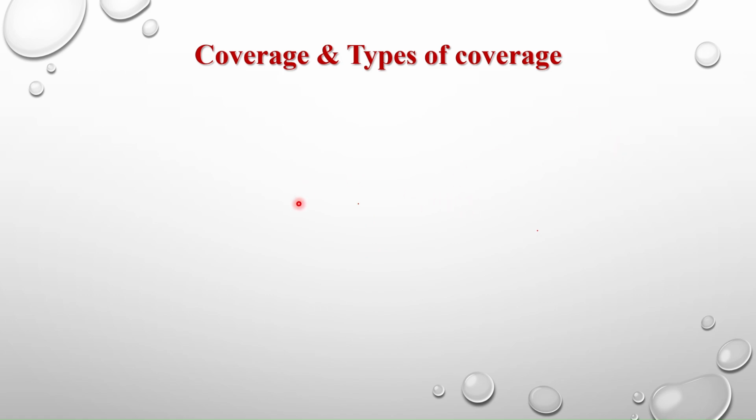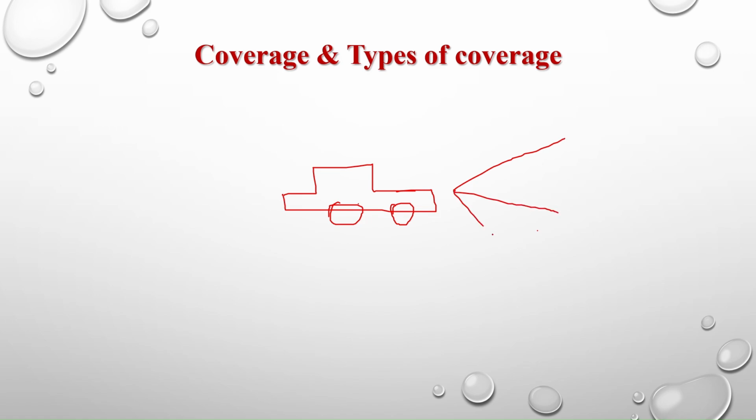I will give you one simple example to understand coverage. For example, you have a car, and you want to test how well it will work on different types of road. For example, you have a highway, a city street, and some dirt roads. You want to test how well this car will drive on different types of road.